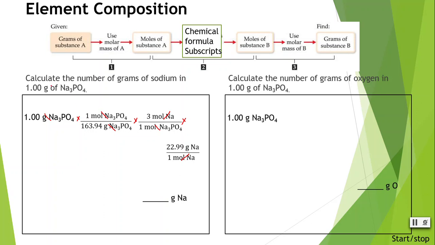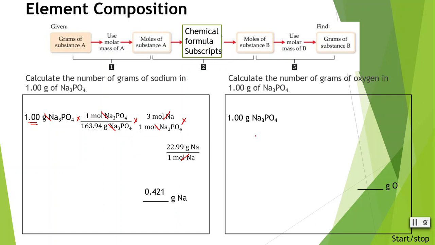So in your calculator, 1 divide by 163.94, multiply by 3, multiply by 22.99, and to 3 significant figures, which is what I was given in the problem. You can think about these molar masses and conversion factors as exact numbers. To 3 significant figures, my answer is 0.421 grams of sodium.